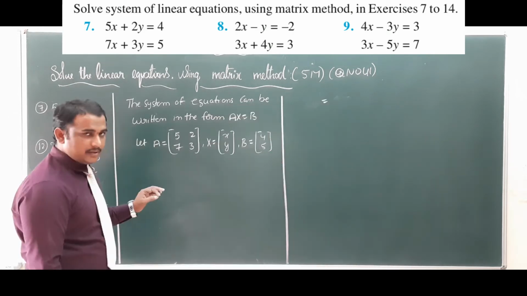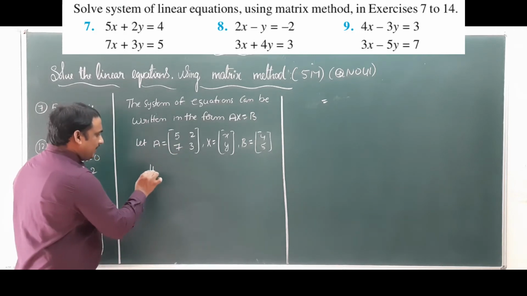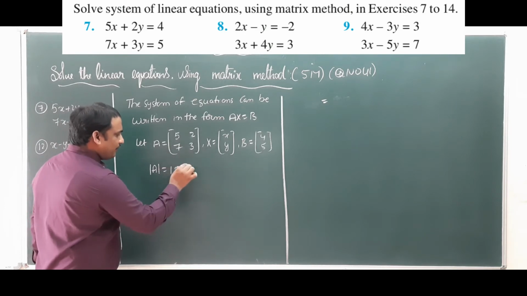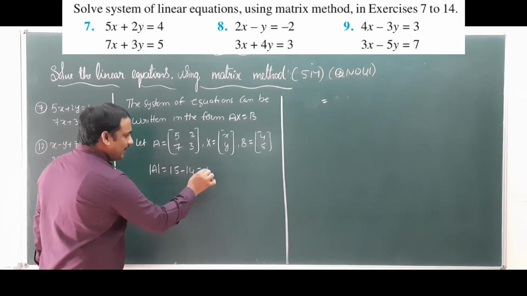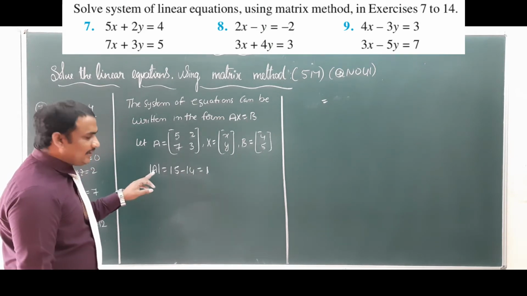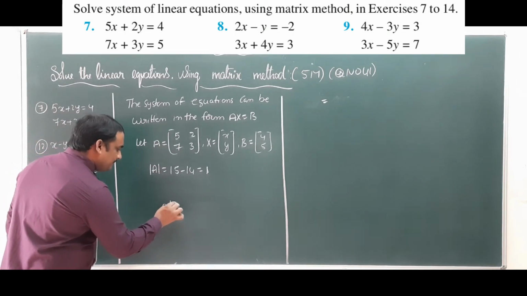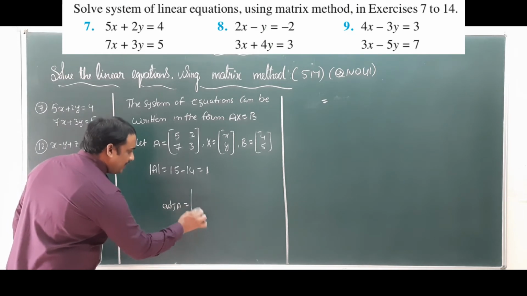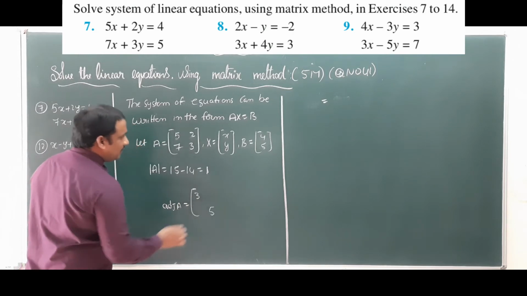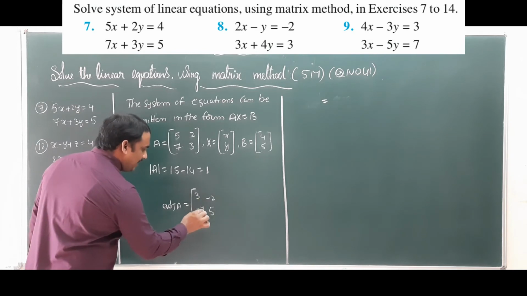After that, A equal to 5, 2, 7, 3, we will find out determinant of A. Determinant of A equal to 5 times 3 is 15 minus 7 times 2 is 14. 15 minus 14, value 1. Determinant of A equal to 1. That means A is a non-singular matrix. Now we will find out adjoint of A. Adjoint of A equal to here 5 and 3 are interchanged. Here 3, 5. Now 7 and 2 both have to change sign. Minus 2, minus 7.